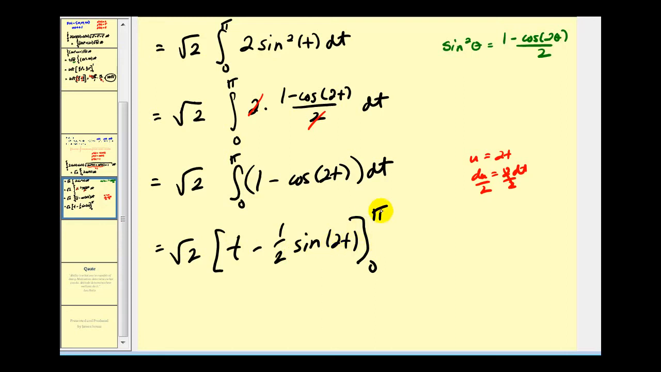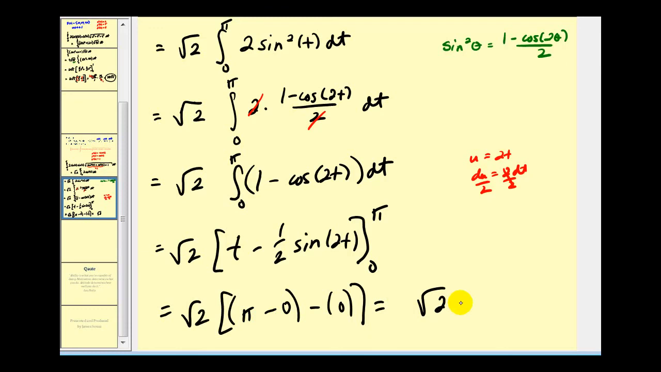Now we'll go ahead and replace t with pi and then 0. Well, when t is pi, we'll have pi minus the sine of 2 pi, which is 0. And then when t is 0, these are both 0 again. So we're left with square root of 2 times pi. So the result would just be the square root of 2 pi.